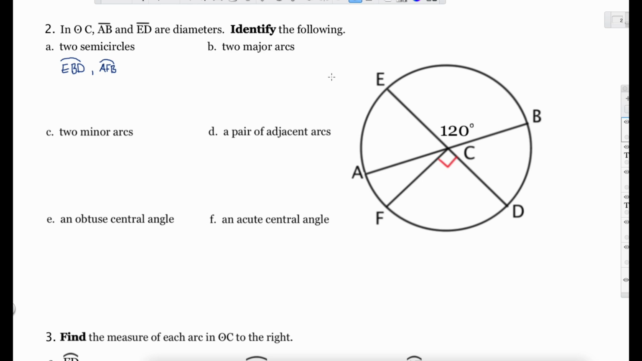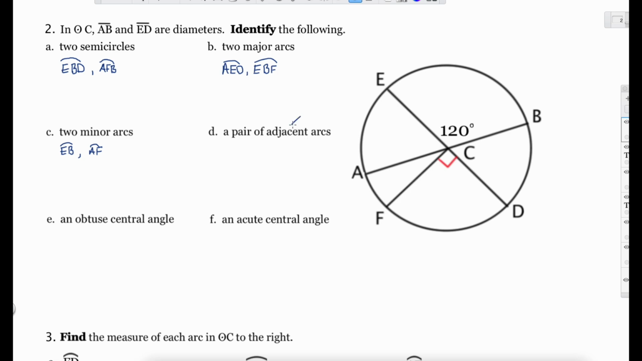Two major arcs. A major arc is greater than 180. So I could say arc AED, or arc EBF. Now a minor arc, less than 180. How about EB? Or this little one here, arc AF.